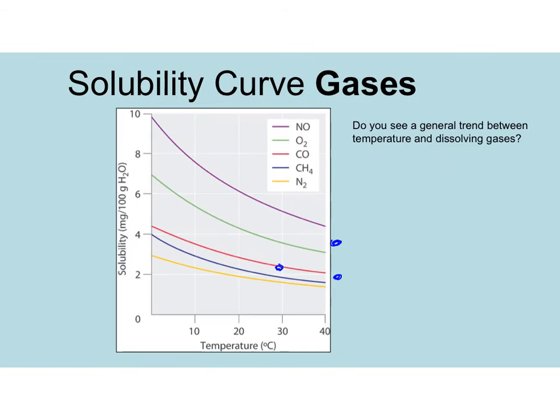Now let's take a look at gases, because gases is the exact opposite. Let's take a look at, say, oxygen. So I'm going to highlight oxygen's curve. So oxygen is O2 here. And it's the same thing.